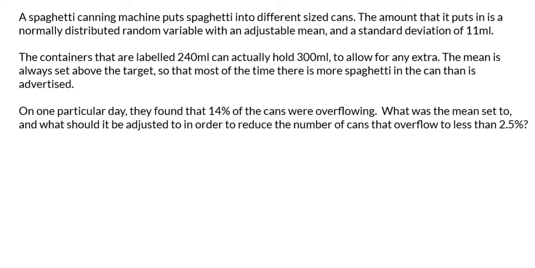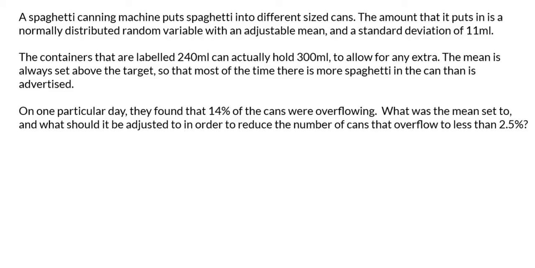Just like there's always that little bit at the top of a can of Coke or a bottle of drink or anything really. They put a little bit extra in there to make sure that it doesn't overflow. Right? The mean's always set above the target so that most of the time there's more spaghetti in the can than is advertised. On one particular day, they found that 14% of the cans were overflowing.